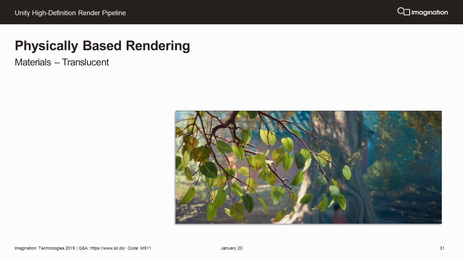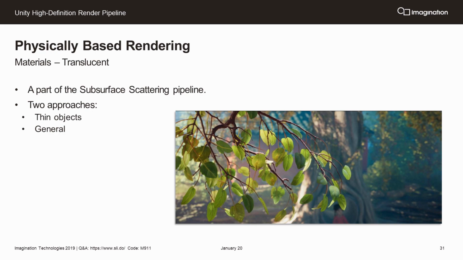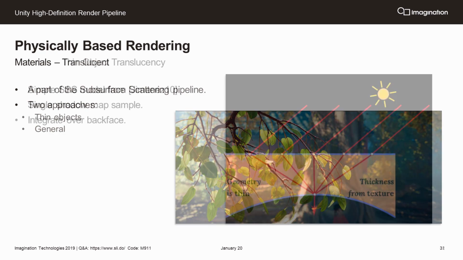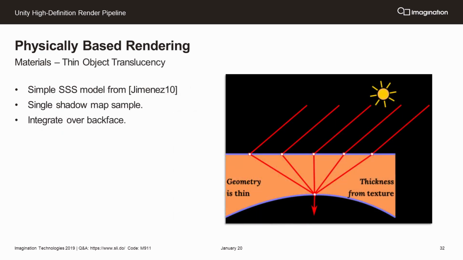Another part of the subsurface scattering pipeline is translucency. This is handled via two approaches in Unity. One is for thin objects and the other for general purpose objects. For thin objects, they used the simple subsurface scattering model from the mentioned paper here.